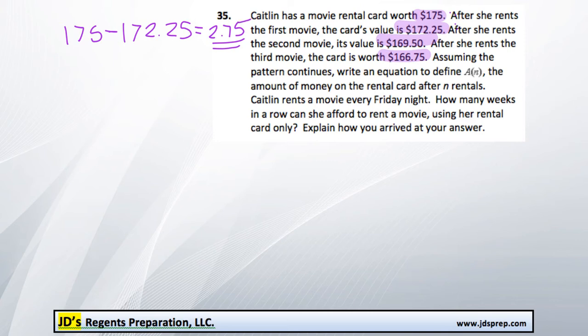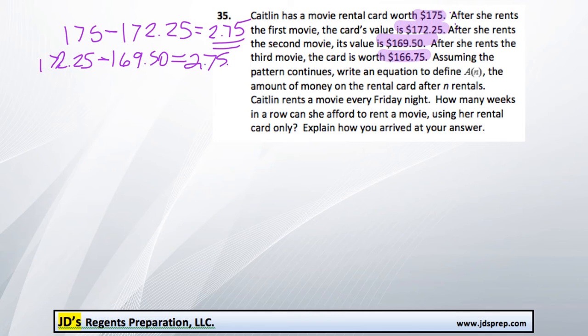And we could confirm, just to make sure it is decreasing by $2.75 every time, we could do 172.25 and find the difference between that and the next one, which is 169.50. And you get the same value, $2.75. So that kind of confirms that it's decreasing by $2.75 every single rental.